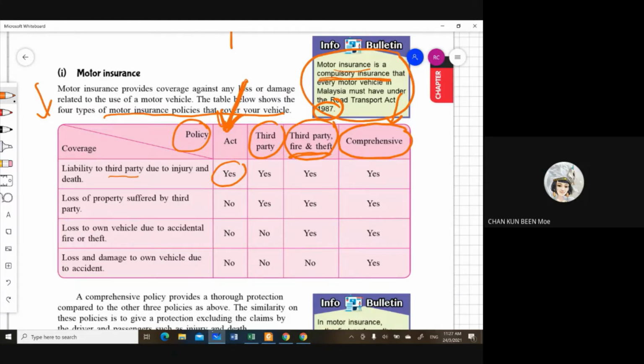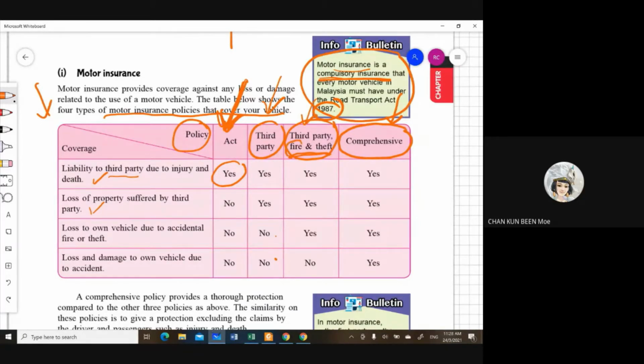Okay, after that, you can buy just the third party policy only. For the third party policy, they cover the third party due to injury and death, and also they cover the loss of property suffered by the third party, for example, their car. Okay, but then they don't cover this. So we look at the third one right now.